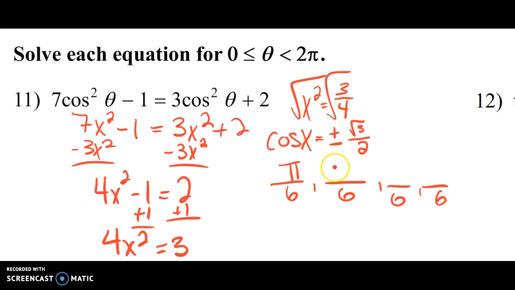So in the first quadrant, it's positive pi over 6. In the second quadrant, cosine is negative 5 pi over 6. In the third quadrant, cosine is negative 7 pi over 6. And in the fourth quadrant, cosine is positive 11 pi over 6. So this is where it is positive and negative square root of 3 over 2.